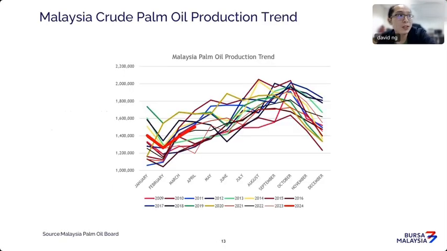So this is basically the production trend for Malaysia. I think palm oil is very seasonal when it comes to production. You can clearly see that there are periods from January to December. Rising periods in production usually start in April onwards. So from April onwards, you can see that the production pattern in Malaysia will start to increase.